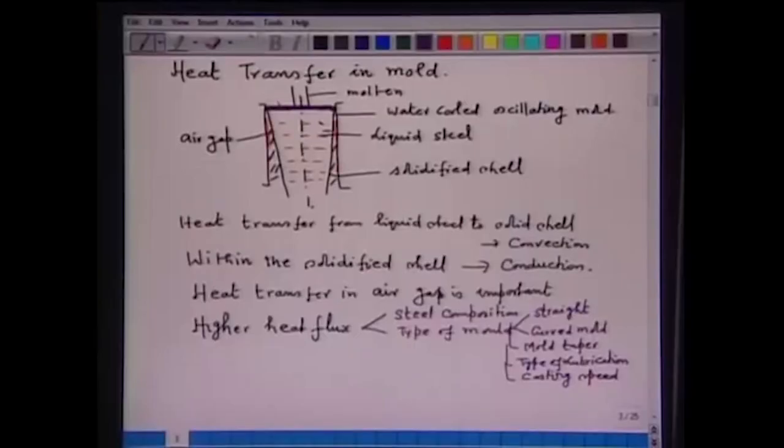Now, something about mold flux. You see, at the top of the liquid steel in the mold, this is a sort of mold flux. The objective of putting mold flux is that it melts and it drains down within the space between the solidified shell and the mold. So, this mold flux has a very important role to play in continuous casting. Let us see the function of mold flux.